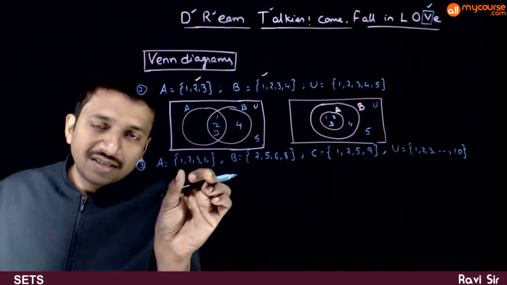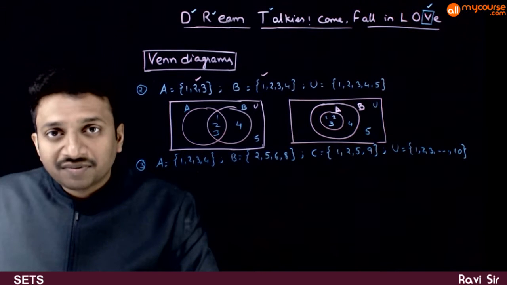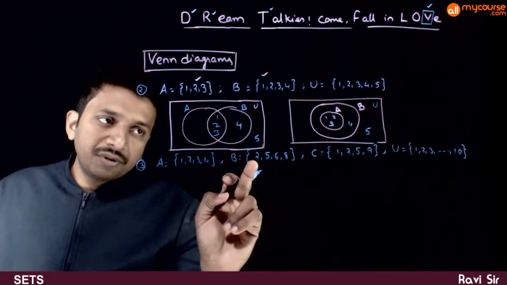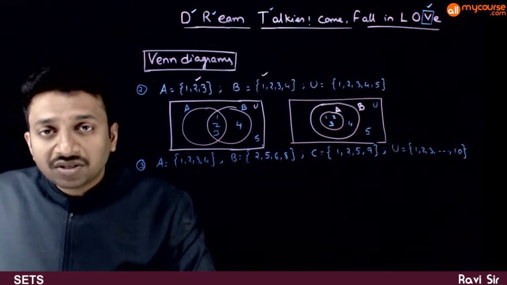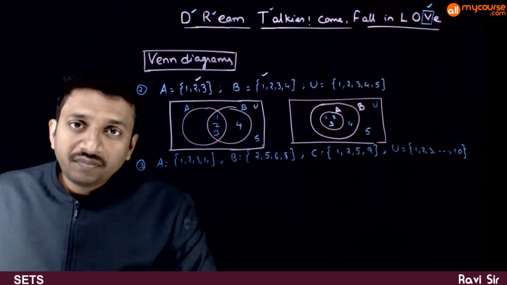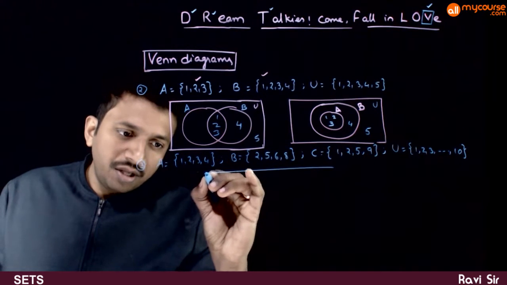Okay. Next, let us go to this question where you have 3 sets. Instead of 2 sets, you have 3 sets. A is 1, 2, 3, 4, B is 2, 5, 6, 8, C is 1, 2, 5, 9, and the universal set is 1 to 10. So how do we draw the Venn diagram for this? First, let us draw the universal set.